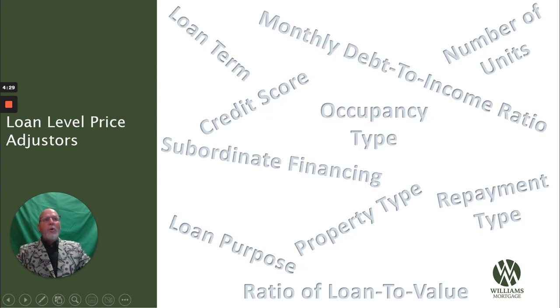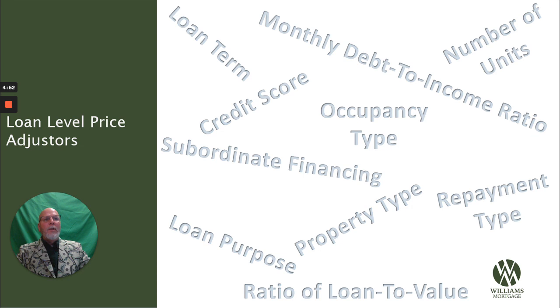Now, in order for the LLPA pricing structure to take place, the lender first must assess a borrower's risk. To assess the borrower's risk, there are certain risk factors that the lender is going to look for, and those LLPAs are cumulative as well, meaning if you trigger 4 different LLPAs, all 4 of them are calculated together cumulatively.